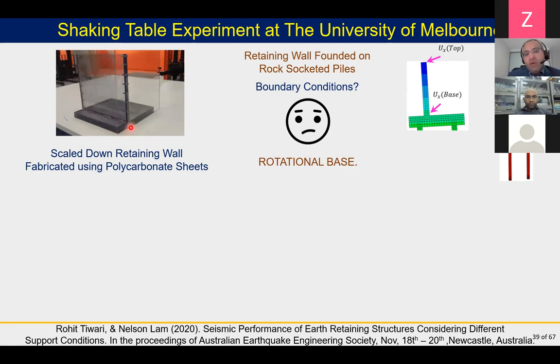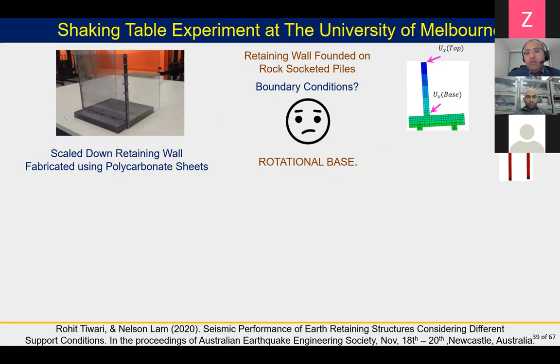Maybe a basement wall could be a fixed boundary condition, but most of the time the walls have piles, or maybe they are free standing, or maybe supported on the rock, resting over a bedrock. So it's not always fixed, actually. So we tried to come up with some ideas to model the connection of this retaining wall with the shake table base.